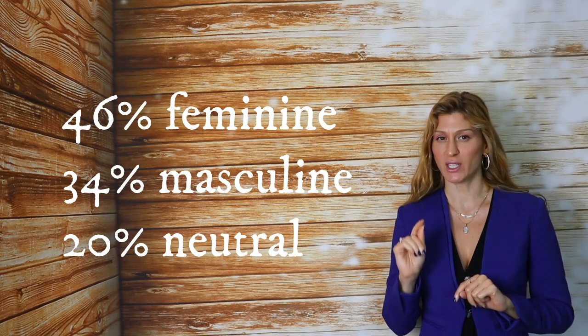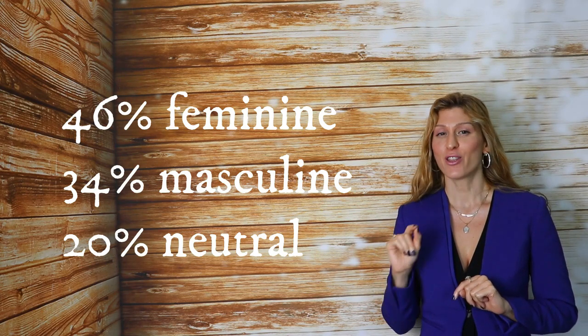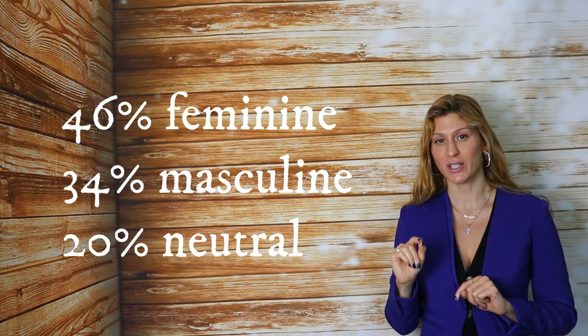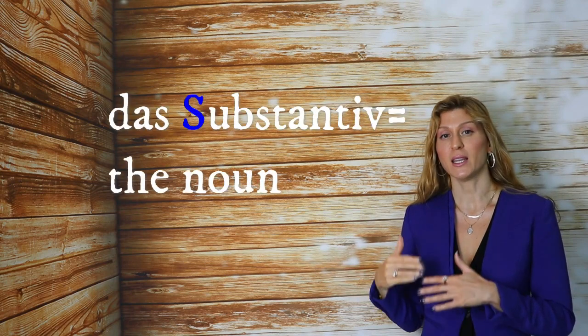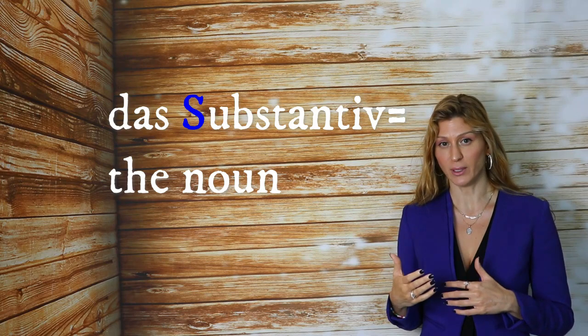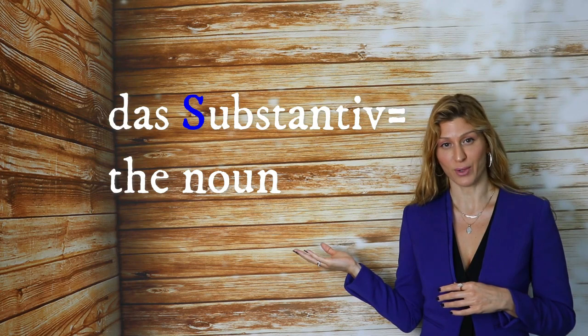Approximately 46% of all the German nouns are feminine, weiblich, 34% are masculine, männlich, and 20% are neutral, neutral. So what is a noun? A noun could be people, places, or things. And how is it constructed? Well, you always have the gender, and the noun always has a capital letter in German. As an example, das Substantiv, the noun.